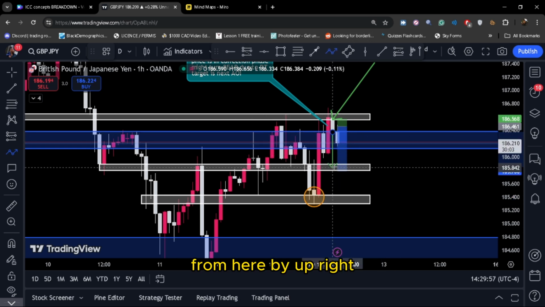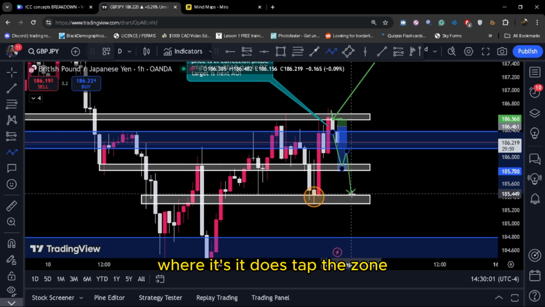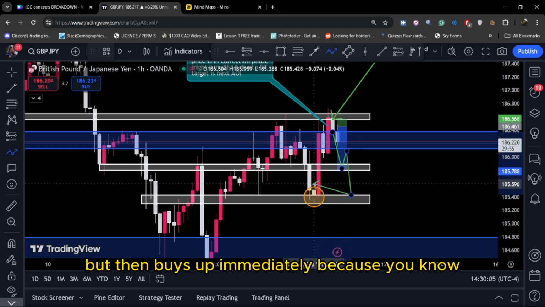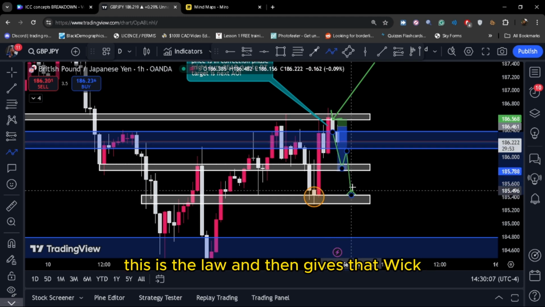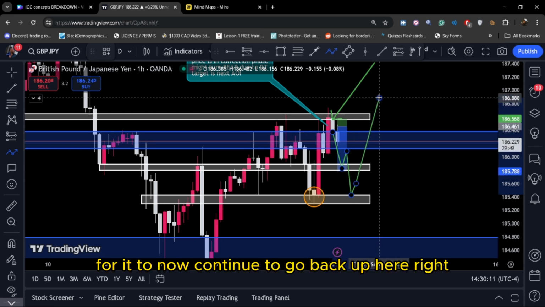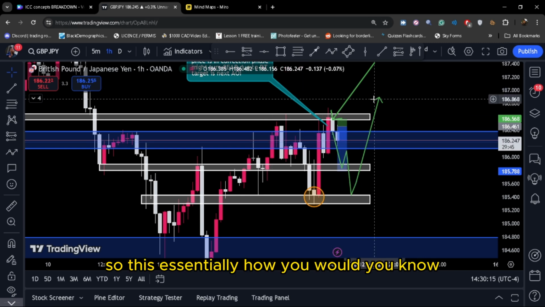Until then, we can pretty much expect something like this to happen. From here, buy up. Or we can expect something like this where it does tap this zone, but then buys up immediately because this is the low, and then gives that wick and gives you an entry for it to continue to go back up here. So this is essentially how you would look at the market.